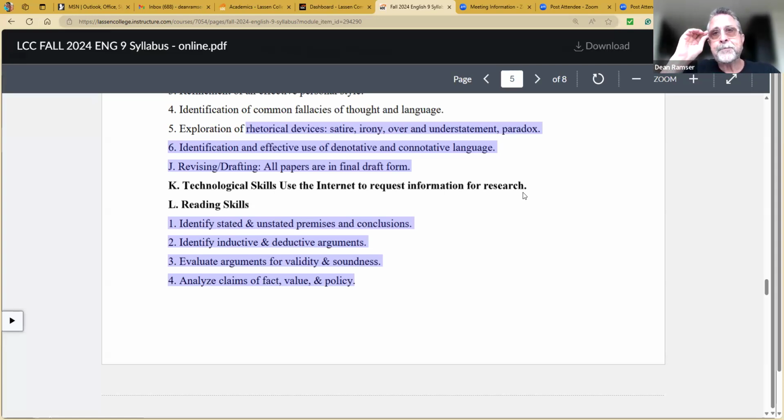You have the design of the piece of writing. How's it organized? Is it macro to micro, or is it micro to macro? Grains of sand to the beach, or the beach to the grain of sand. And you also have the kind of media, the kind of publication.